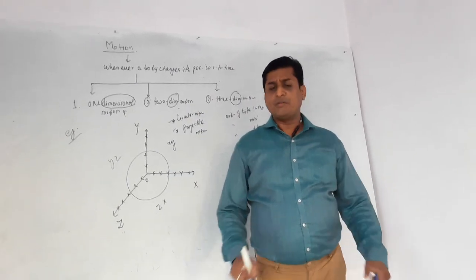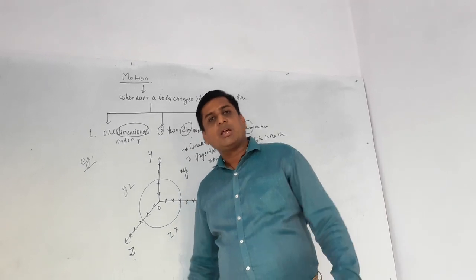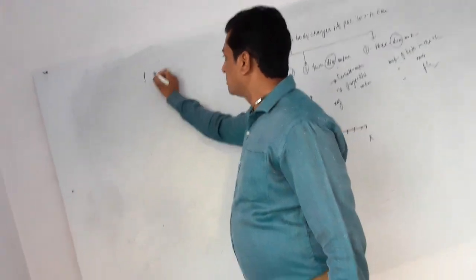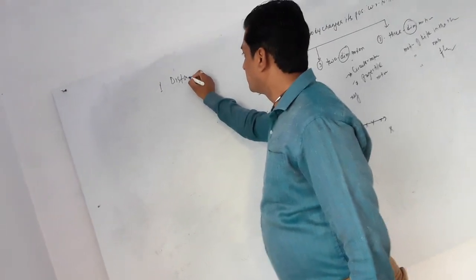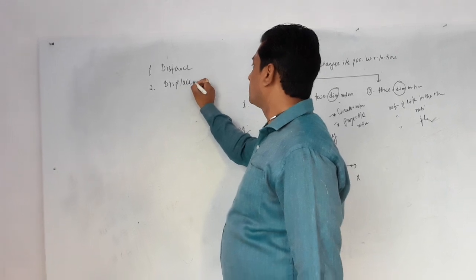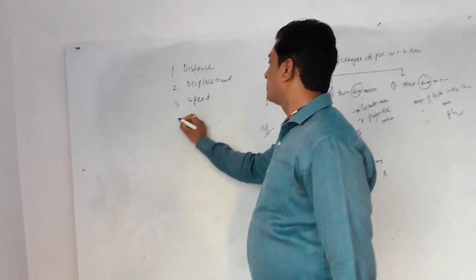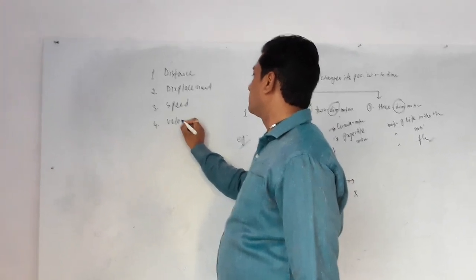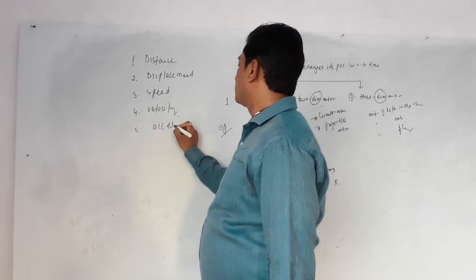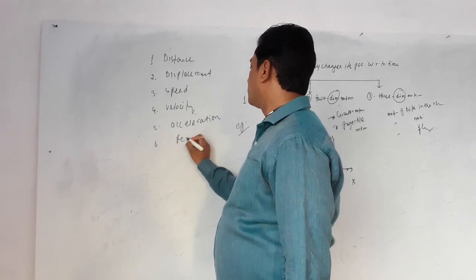Now one more thing, during motion some parameters are associated with the motion. These parameters are distance, displacement, speed, velocity, acceleration, retardation.